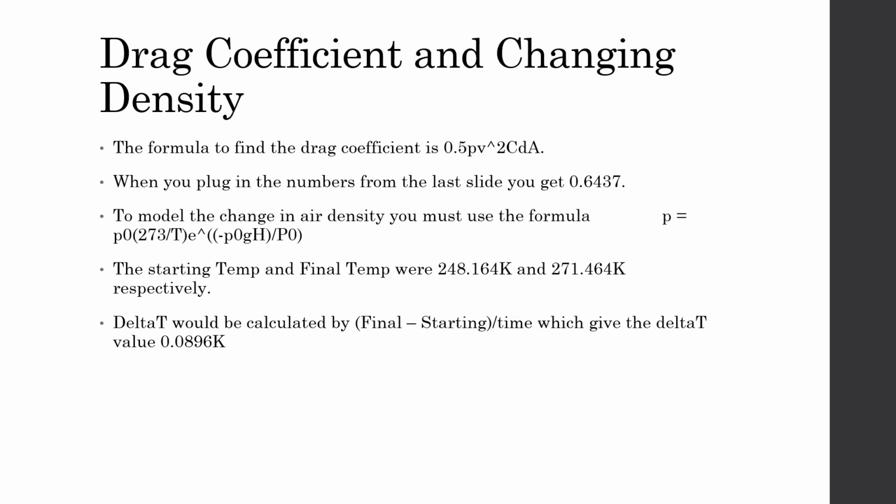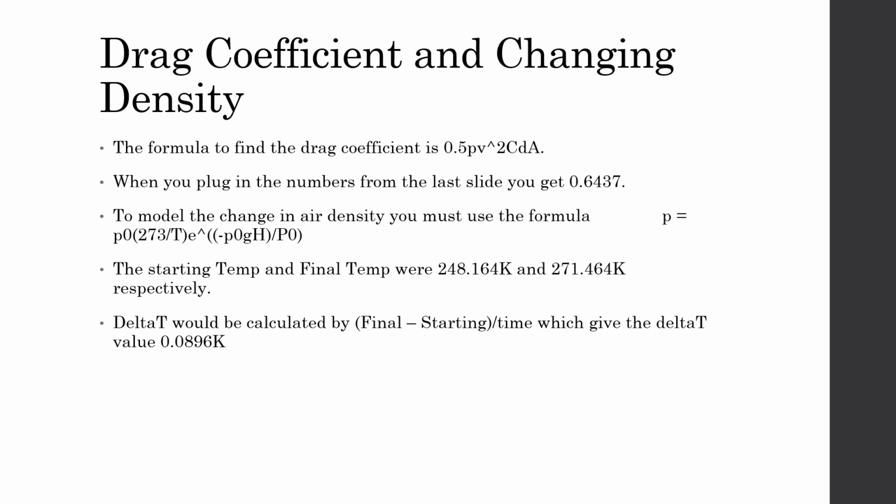So to find the drag coefficient and calculate for the changing density, the formula used was 1/2 times ρv² times the CdA. When you plug in the numbers from the last slide, you get 0.6437. And to model the change in air density, you must use the formula ρ is equal to ρ0 times 273 over T, temperature, times e to the negative ρ0gh divided by P0.